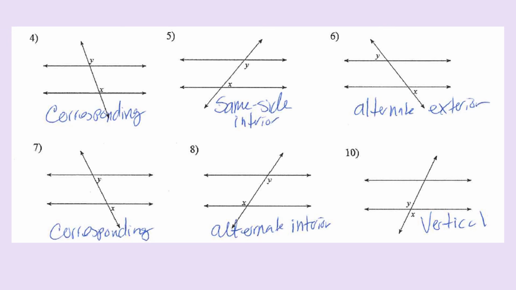Number 4 is corresponding. They are on the same side, but one is interior, one is exterior. Number 5 is same side interior. They are on the same side, they're inside those two lines.